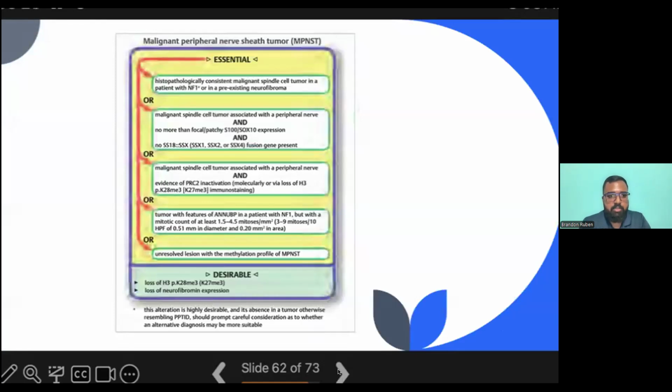The images here show what is essential for diagnosis: a histopathologically consistent malignant spindle cell tumor in a patient with NF1 or in a pre-existing neurofibroma, or a malignant spindle cell tumor associated with a peripheral nerve with no more than focal or patchy S100 and SOX10 expression, and SS18::SSX1, SSX2, or SSX4 fusion gene absent, or a malignant spindle cell tumor associated with a peripheral nerve and evidence of PRC2 inactivation, molecularly or via loss of H3K27me3 immunostaining, or a tumor with features of ANNUBP in a patient with NF1 but with a mitotic count of at least 1.5 to 4.5 mitoses per millimeter squared, or an unresolved lesion with a methylation profile of malignant peripheral nerve sheath tumor.